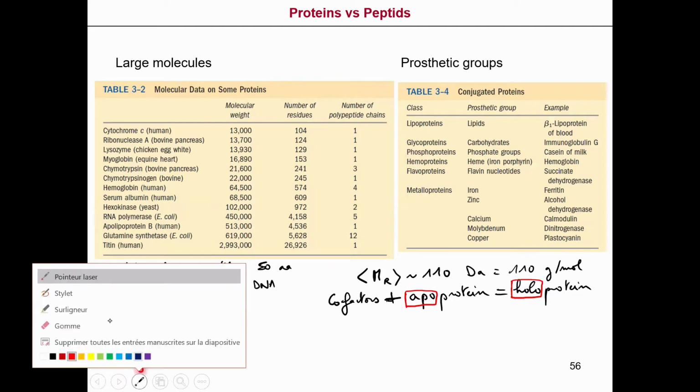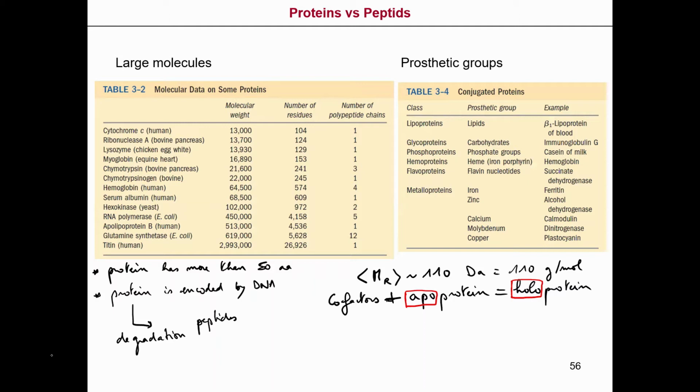So we can have two kinds of cofactor. It's divided in two kinds. You have the coenzyme, which are loosely bound to the protein, and you have the prosthetic group, sorry, it's difficult to write, which are tightly bound to the proteins. Okay.